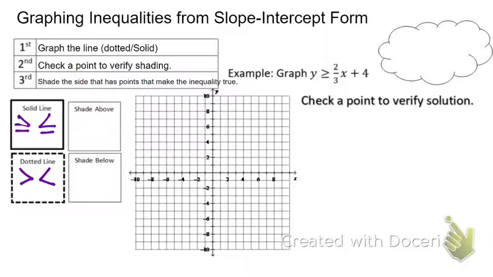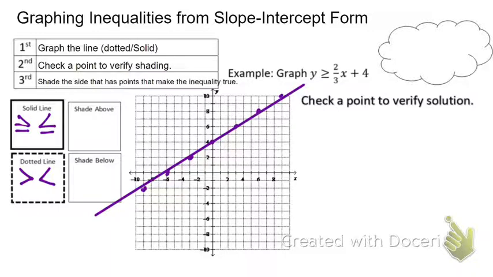So if we're looking at y is greater than or equal to 2/3 x plus 4, we're going to graph that as if it were an equation. So we'll start at 4 and do a rise and a run of 2/3, which would look like this. Now once you have the line, since ours is greater than or equal to, we can make this a solid line because it includes all points on the line as well as points that make it greater.